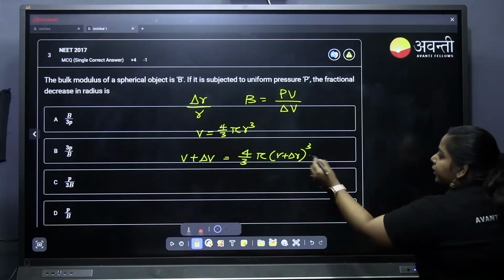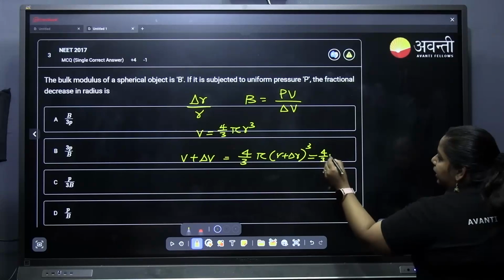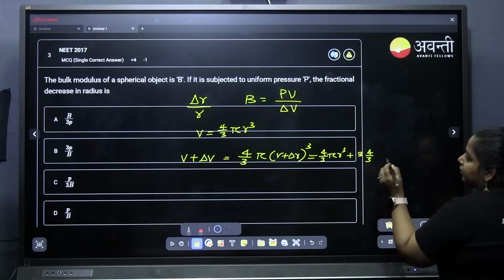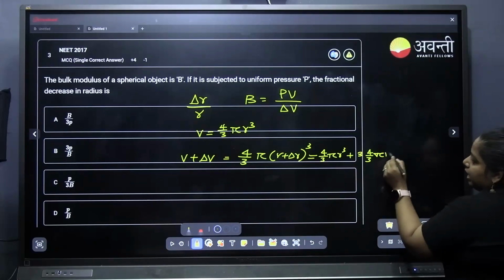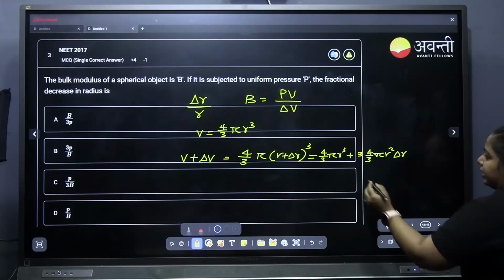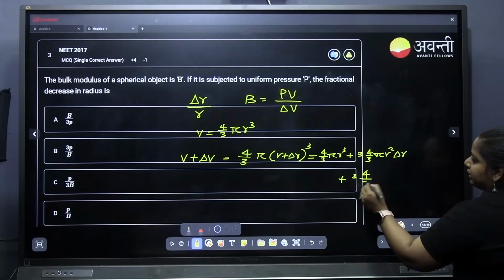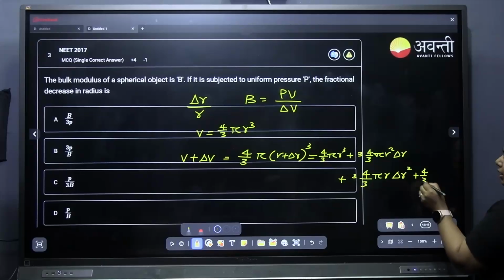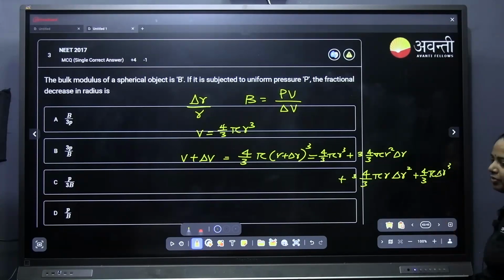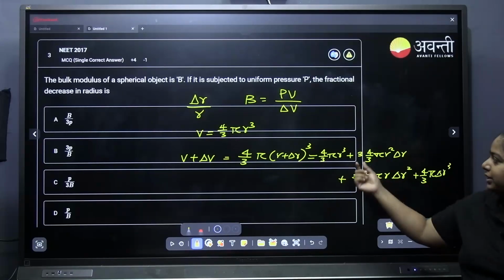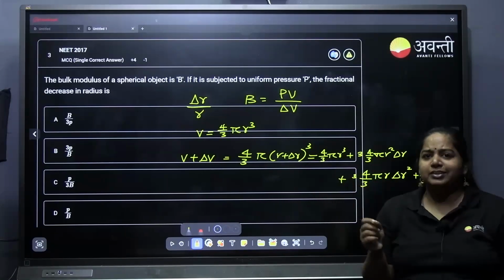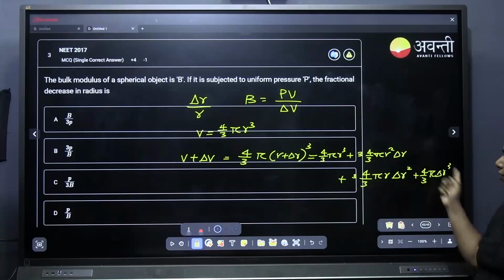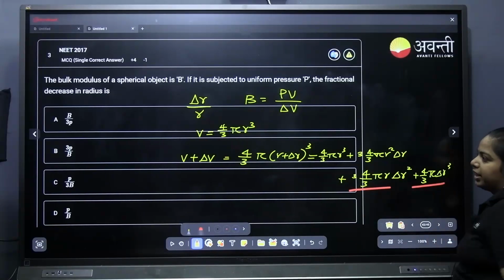Right? Then if you expand this, you will get 4 by 3 pi R cube plus 3 into 4 by 3 pi R square delta R. Then the next term will be 3 into 4 by 3 pi R delta R square, plus 4 by 3 pi delta R cube. See, in this, delta R is a very small quantity. It will be like 0.01 or something. If you take the square and cube of those, they will be very small values. So this term and this term we are neglecting.